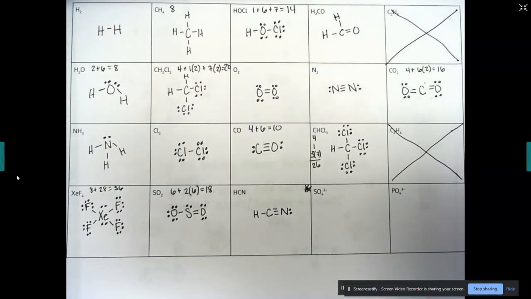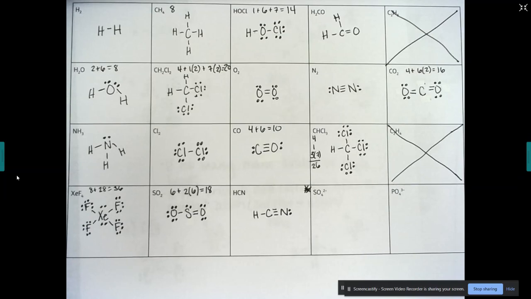So right here, remember, you don't add dots or double bond to hydrogen. Yeah, that's what's messing with you. Not yet. We'll do it tomorrow.